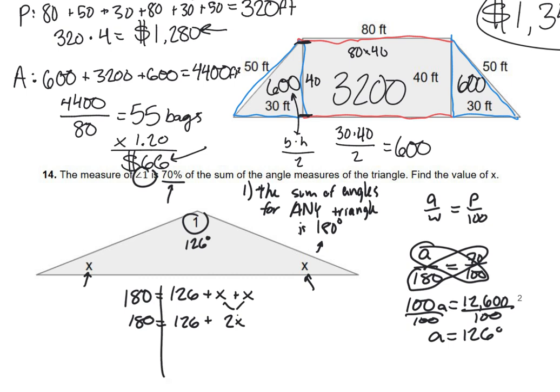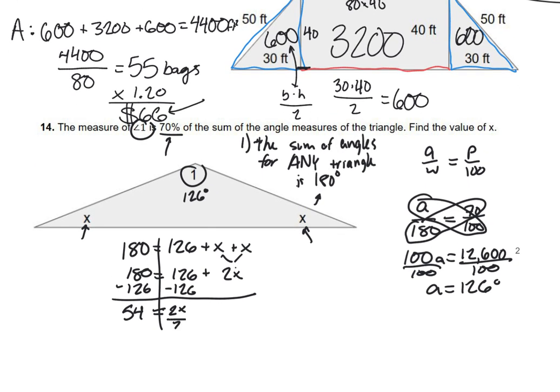From there, I need to get rid of anything not attached to x first. That would be this 126. That's going to leave 54 equals 2x. And then finally, dividing by 2 on both sides, I see that each of these x angles is equal to 27 degrees. This angle is 27 degrees. This angle is 27 degrees.